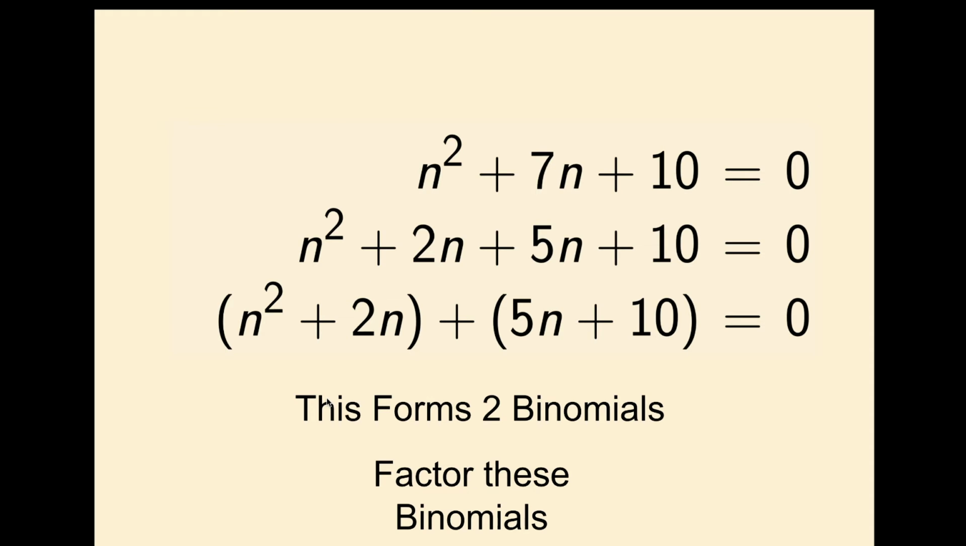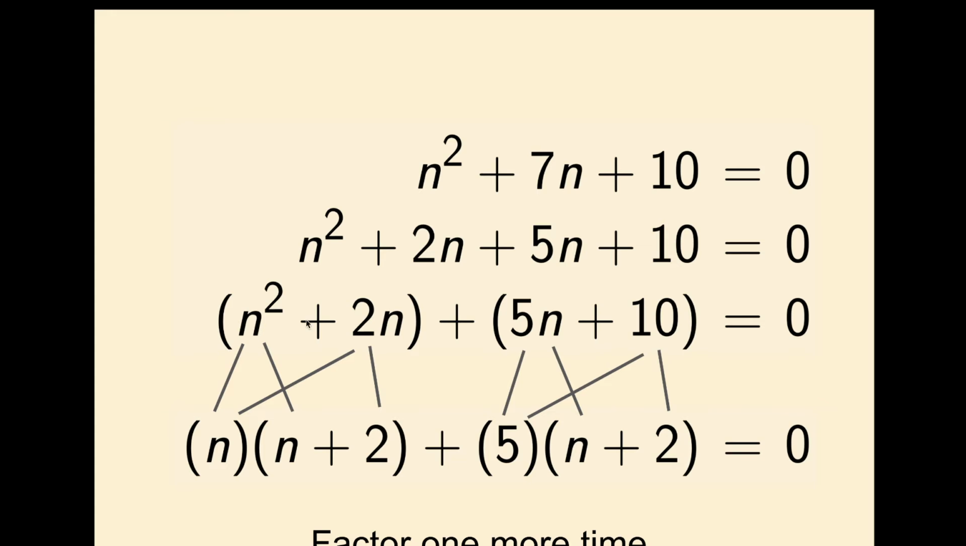Note to my future self and to other teachers, this might be a great thing to practice ahead of time. This is the most critical and probably the trickiest step of the procedure. We take each of these binomials and try to split it into 2 things that multiply together to give the original. For n squared plus 2n, we split it into n multiplied by n plus 2. n times n gives you n squared, n times 2 gives you 2n. 5n plus 10, we split into 5 and n plus 2.